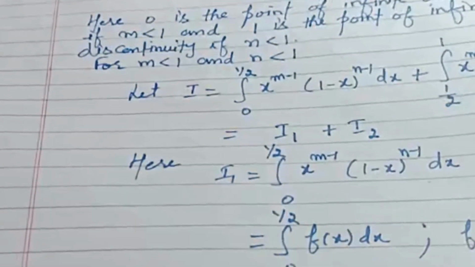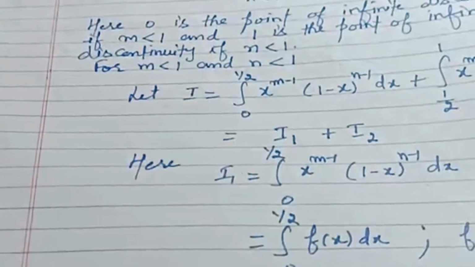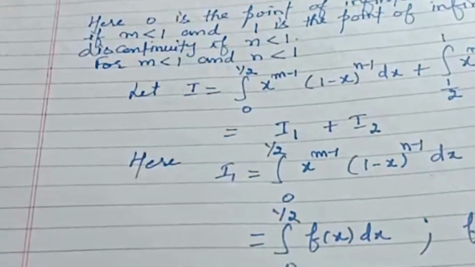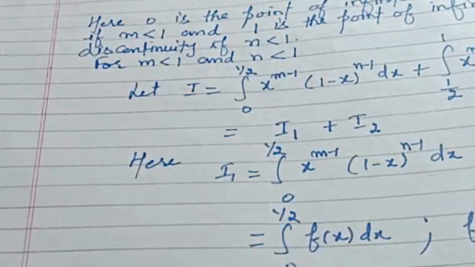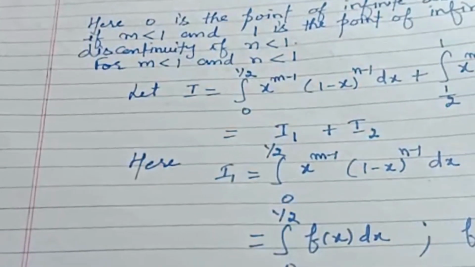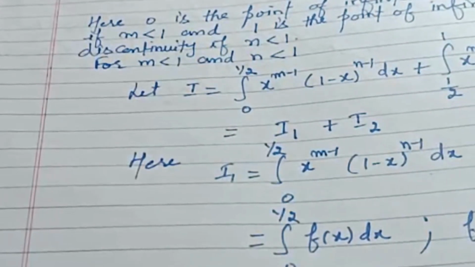We write the function f(x) in another way. So we write it in this way: (1 minus x) to the power n minus 1, upon x to the power 1 minus m. You know very well that m is less than 1, so 1 minus m is greater than 0.